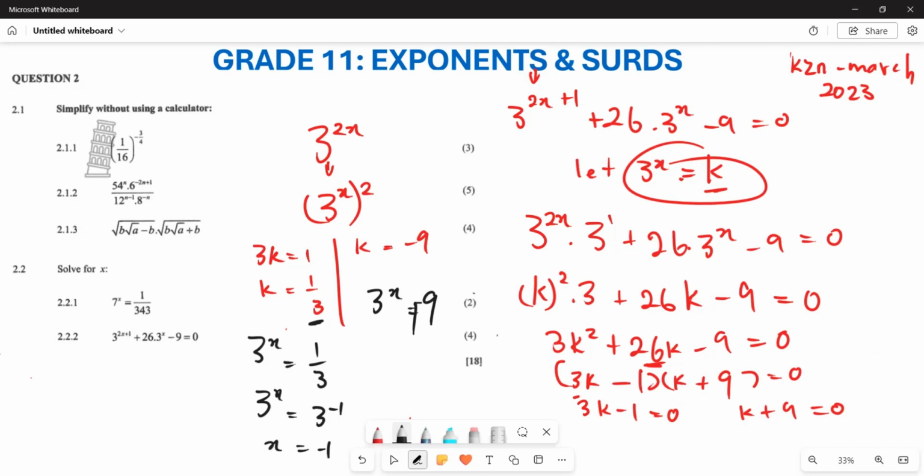Okay, so basically, this is how you are going to solve these types of questions, and this is how you are going to use your k method. Hopefully, this makes sense to you.